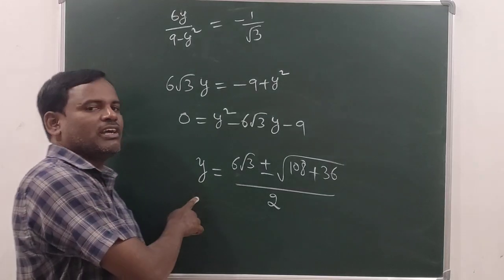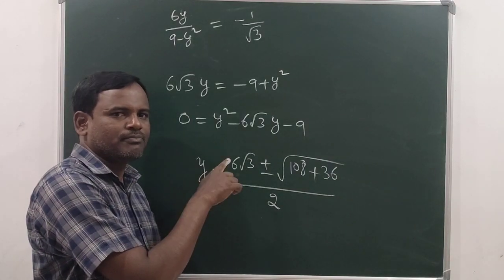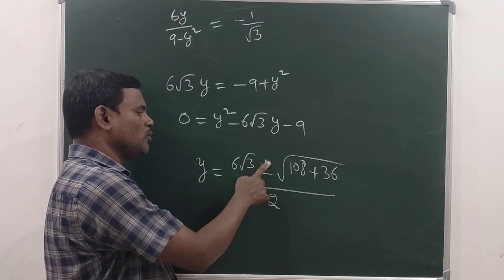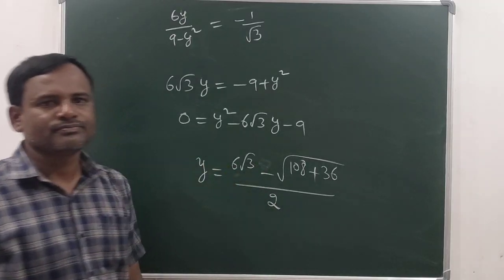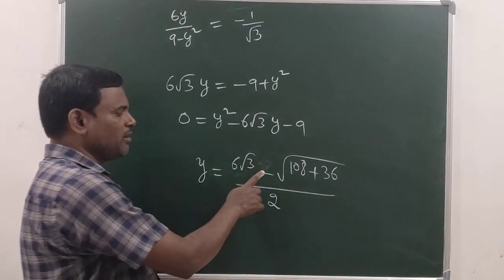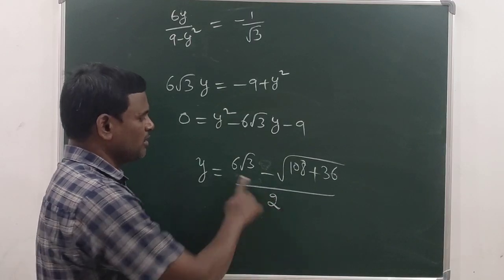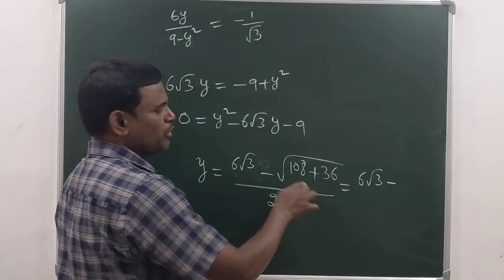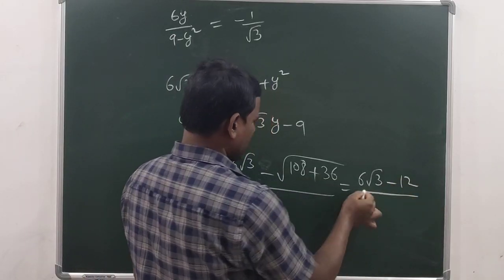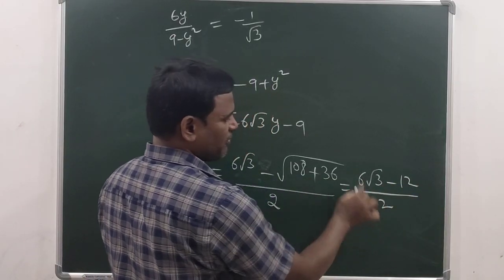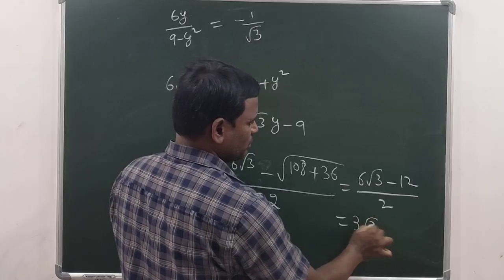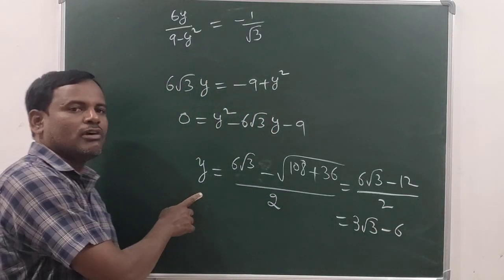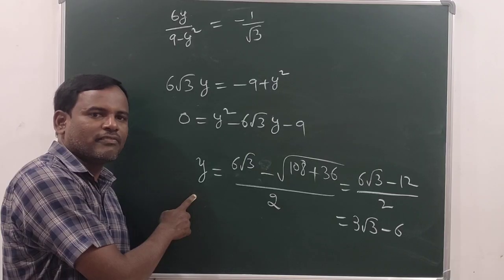So here what is the y value? Negative, lying from minus 3 to 0. Hence don't take the plus value here. Consider only minus in that quadratic formula. Now simplify this. 6 root 3 minus, it is going to be 12, by 2. Now simplify. 3 root 3 minus 6. Now you have got one more value for y.